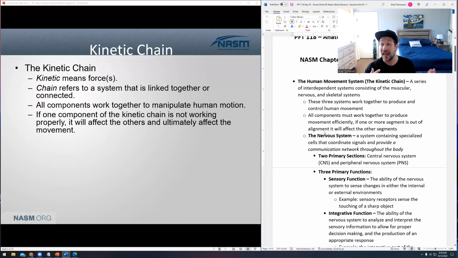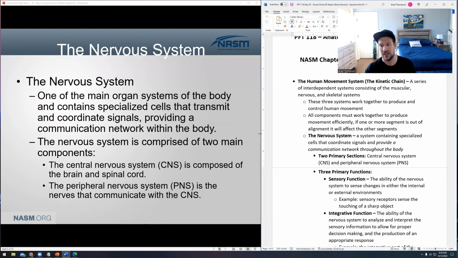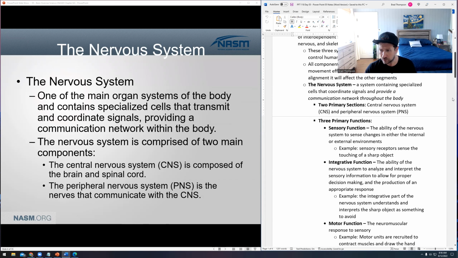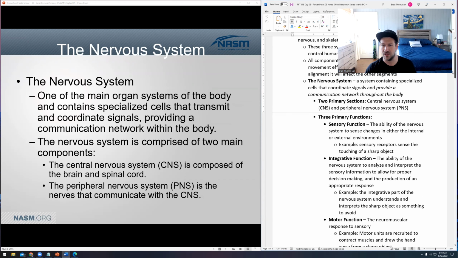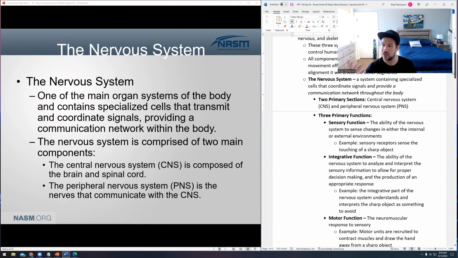That is a dysfunctional nervous system affecting the muscular system, and then in turn, that affects the skeletal system. So again, all of them are very interdependently linked. So we'll go ahead and start off with the nervous system, looking at its anatomy. We talked about this yesterday, so a lot of this is going to be review.